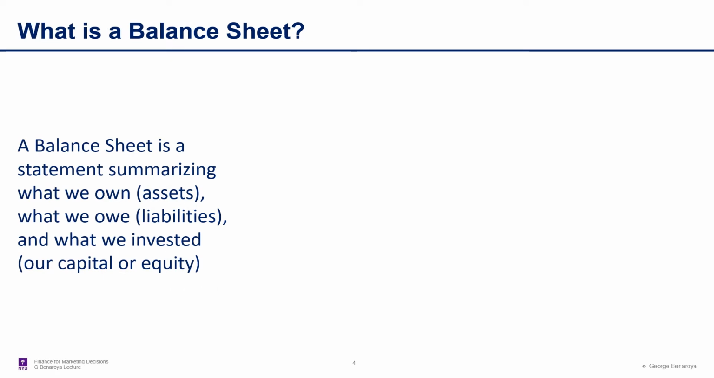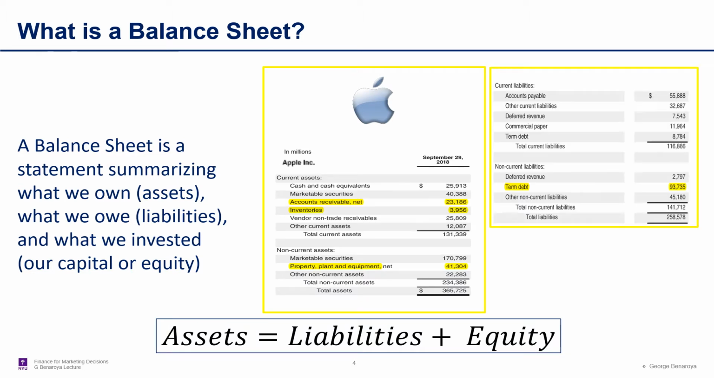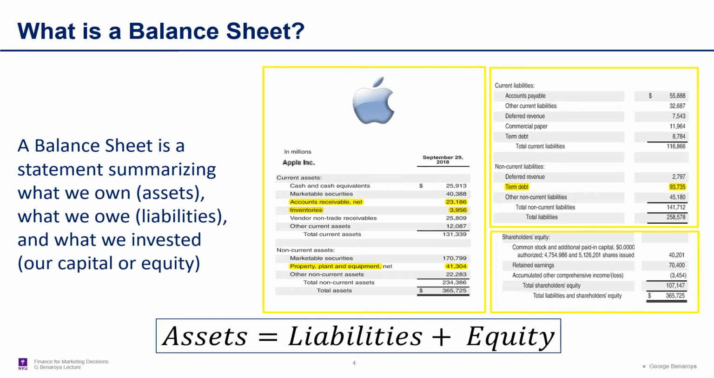First, what is a balance sheet? A balance sheet is a statement summarizing what we own, called assets, what we owe to others, called liabilities, and what we invested, our capital or equity. We get assets by borrowing from others or investing our own capital. Thus, assets equals liabilities plus equity. Let's look at one example, Apple's balance sheet. We see their assets, their liabilities, and their equity.